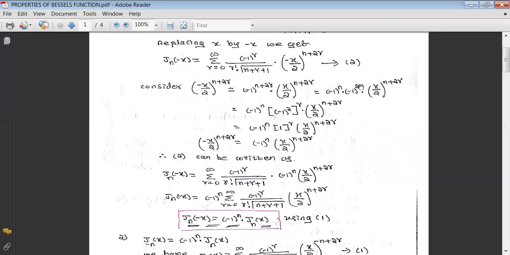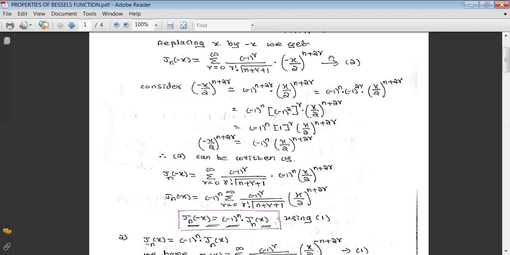This minus 1 raised to 2r can be written as (minus 1 raised to 2) whole raised to r into x by 2 raised to n plus 2r. And that is minus 1 raised to n. This is, minus 1 raised to 2 is plus 1, raised to r into x by 2 raised to n plus 2r. And 1 raised to r is going to be 1. Therefore, we get minus x by 2 raised to n plus 2r equal to minus 1 raised to n into x by 2 raised to n plus 2r.